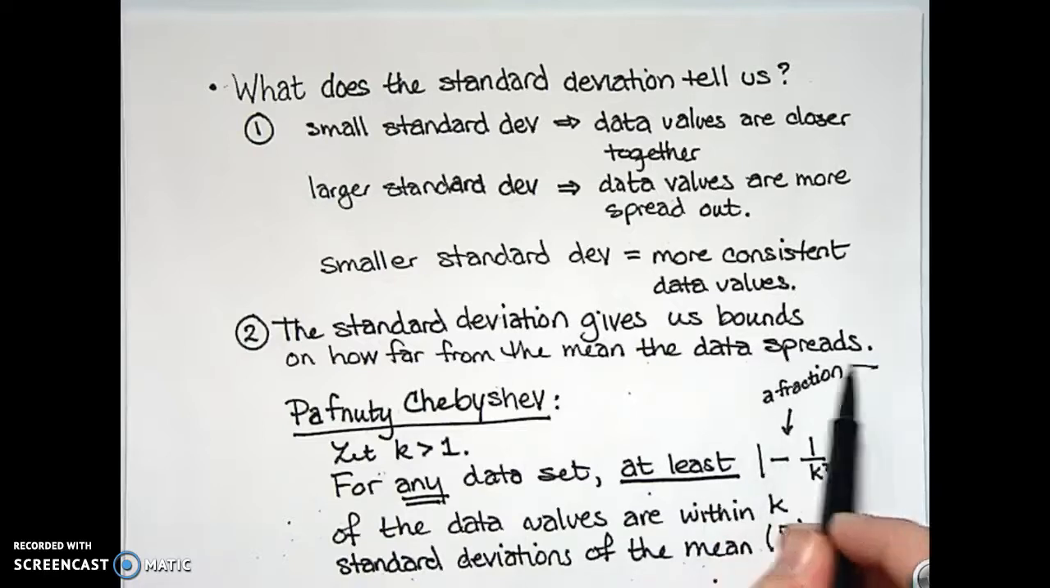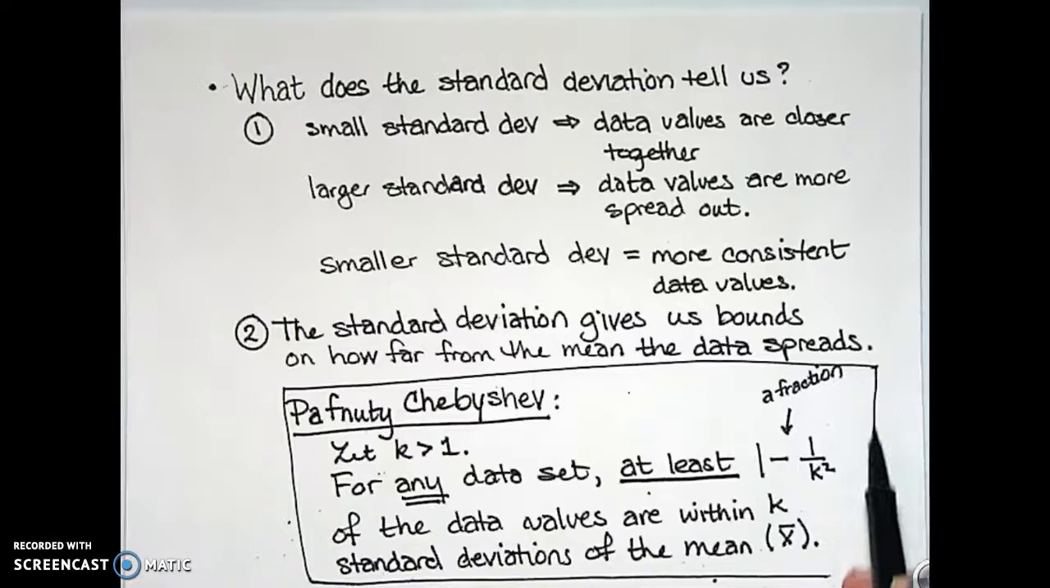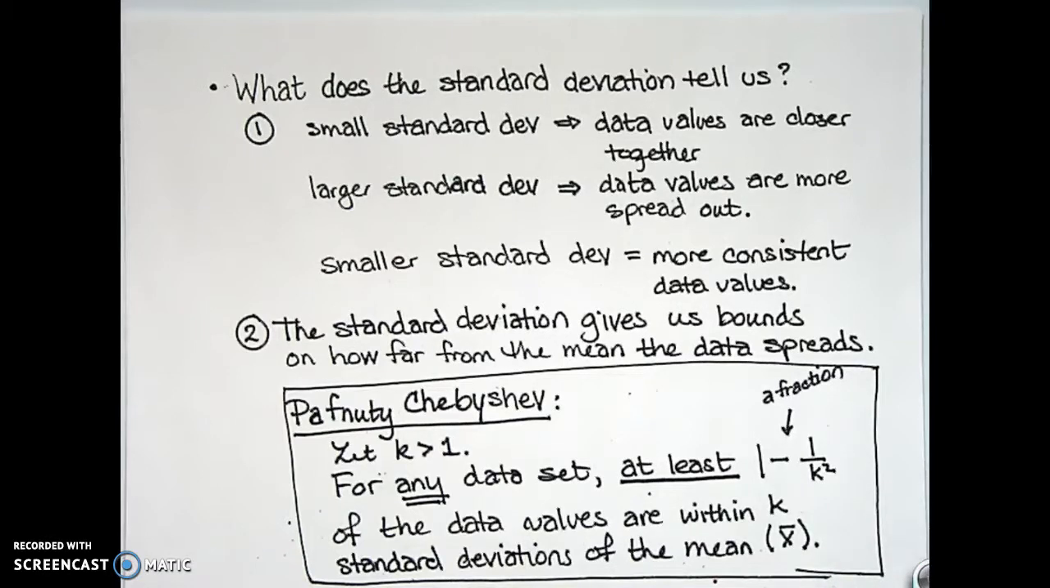This result is extremely useful because it gives us bounds on how far from the mean the data actually spreads. And it applies not just to some data sets, it applies to any and all data sets. We know how much of the data has to be within k standard deviations of the mean. So let's consider some examples of this.